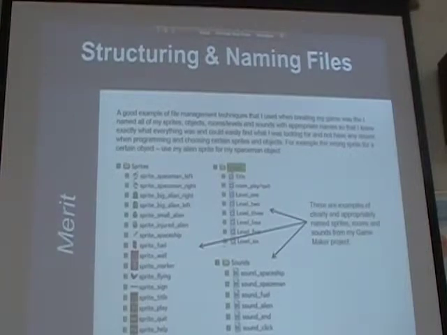So if she hadn't named them right, if they were all just sprite 1, sprite 2, sprite 3, she would not know in her programming code which one to change it to when the alien hit the spaceman, then it needs to turn it into squashed alien or whatever it is. She wouldn't know that.